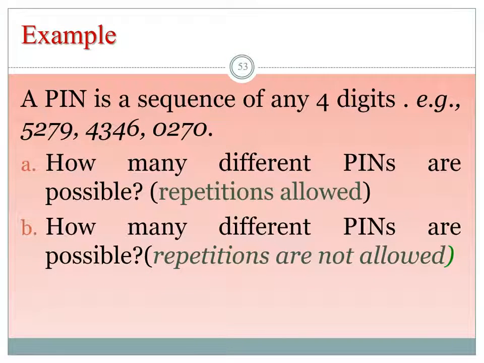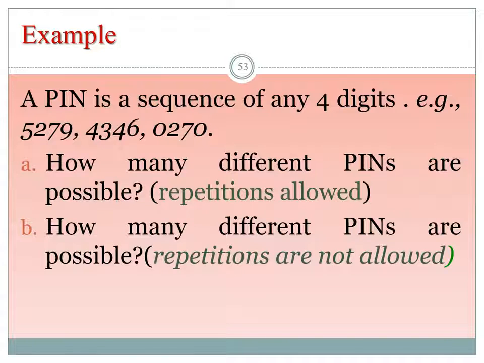Now consider a sequence of any 4 digits. Here 0 is also possible, even as the initial digit. The first question is with repetition allowed. That means we have 10 digits... as stated, 9 possibilities for the first one, 9 for the second, 9 for the third, and 9 for the fourth. So the first answer is 9 into 9 into 9 into 9.